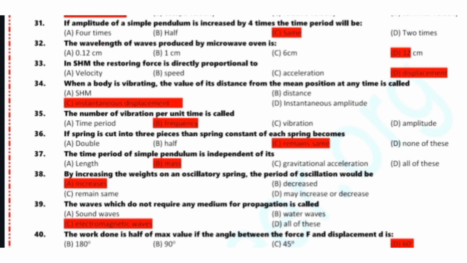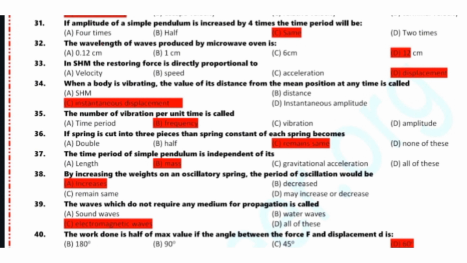In SHM, the restoring force is directly proportional to displacement. When a body is vibrating, the value of its distance from the mean position at any time is called instantaneous displacement. The number of vibrations per unit time is called frequency. If spring is cut into 3 pieces, then spring constant of each spring remains same.